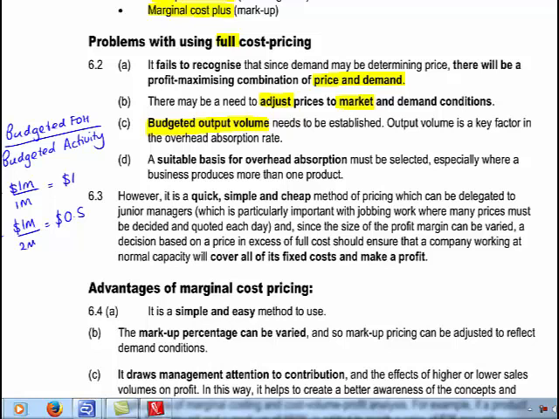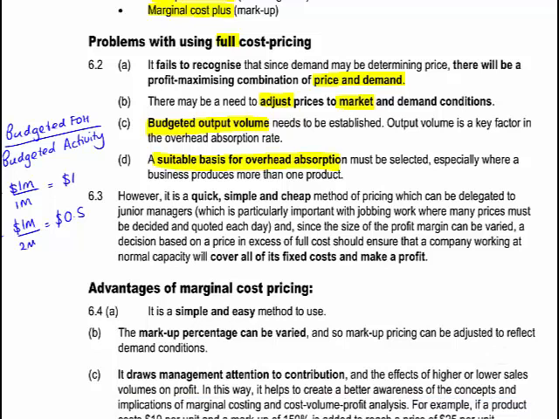Once they've predicted the volume, then they need to try and make sure they've got a suitable basis for absorbing the overhead. So that might be using labour hours if it's a labour intensive process, or machine hours if it's machine intensive. In some situations it might be more complicated than that, and that's why activity-based costing could be used.